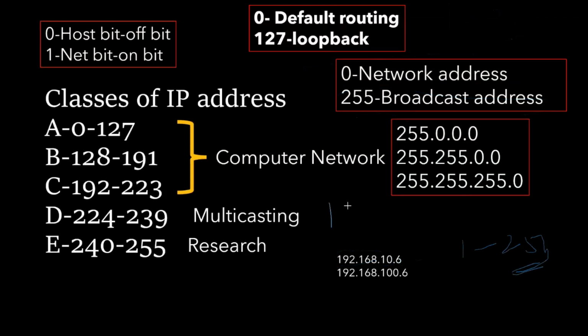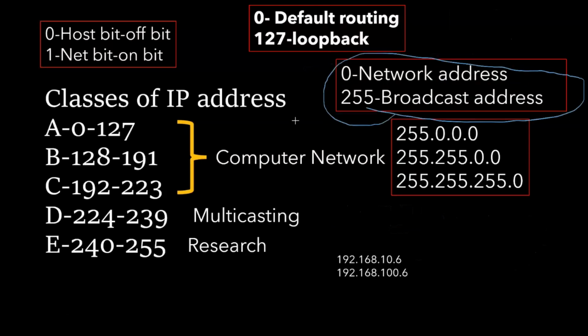If you are using the 10.0.0.0 range, which IP can you assign here? You can assign up to 10.255.255.254 at maximum. Only that range. You can't assign 255 in the last octet. That you have to remember. So here we have discussed the classes of IP address and reserved addresses. Now, subnet mask.